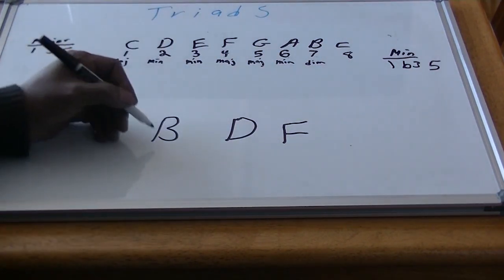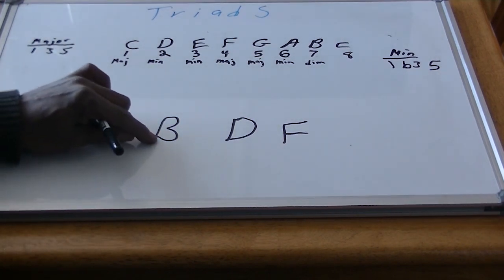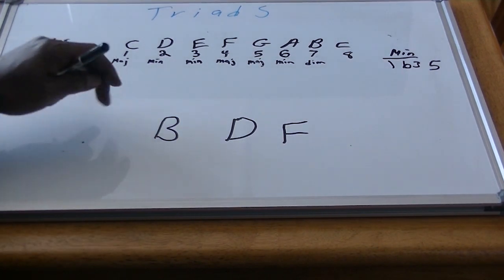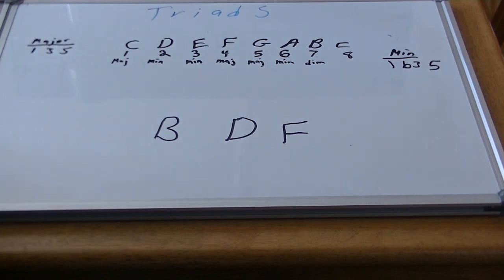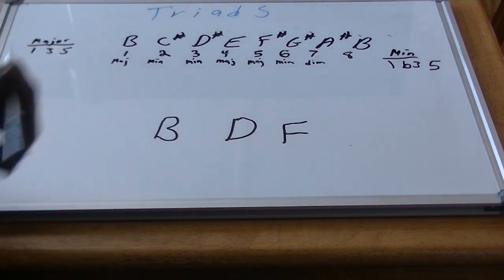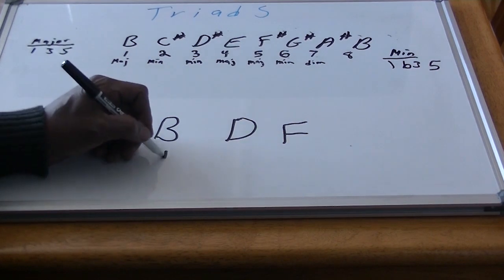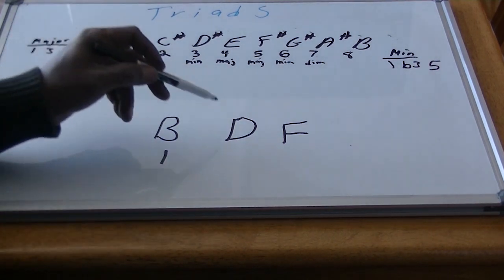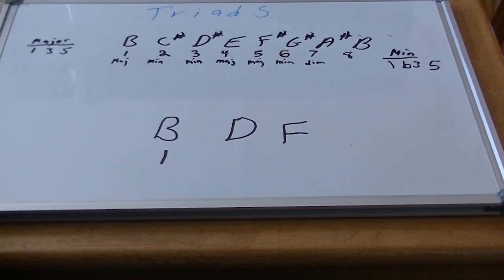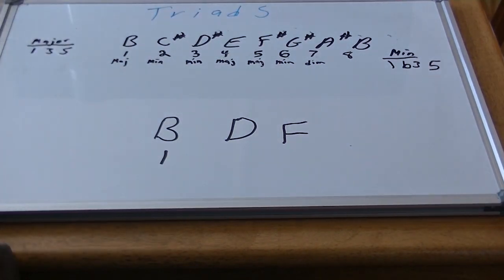So now let's analyze this B diminished triad. However, we must analyze it with respect to the B major scale. Getting back to what we were talking about, let's look at this B note. The B note is the first note in the scale. Next, we need to look at the D note. And as we can see, the note D is not in the scale.